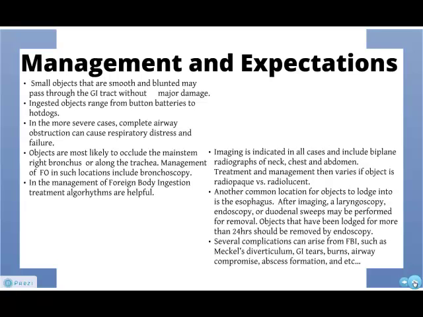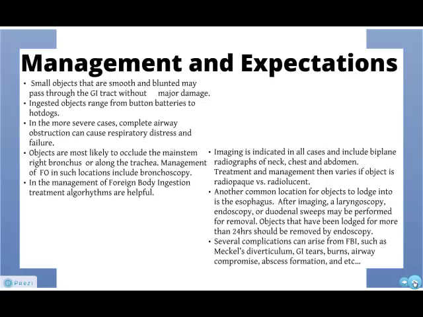Here are some management expectations for every pediatric patient that you see. Small objects that are smooth and blunted may pass through the GI tract without major damage. Ingested objects range from button batteries to hot dogs. In more severe cases, complete airway obstruction can cause respiratory distress and failure. Objects are most likely to occlude the right main stem bronchus, since it's the most upright, and they can also block the trachea. Management of foreign bodies in such locations includes bronchoscopy.